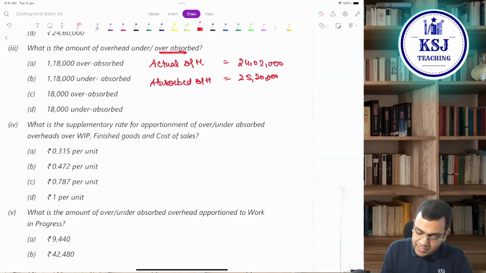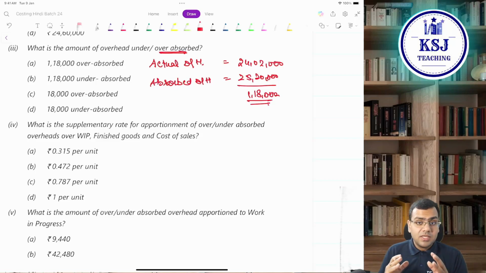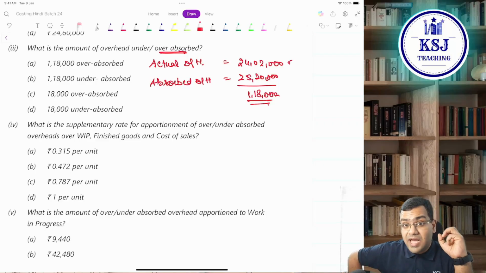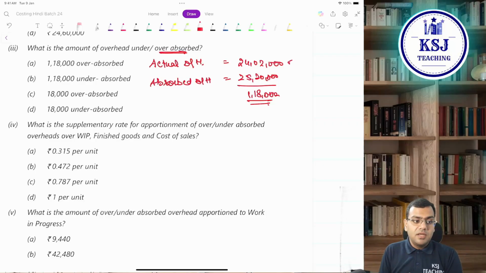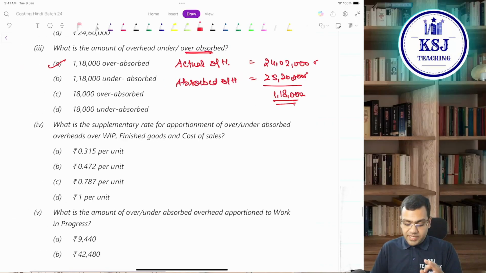So 1 lakh 18,000. Now this is what? This 1 lakh 18,000, whether it is under absorption or over absorption? Sir, it is a case of over absorption. That means your actual overheads are 24 lakh 2,000. The actual overheads represent the cost that should be recovered from the customer. But what are you actually recovering? You are recovering 25 lakh 20,000, sir. Is that clear? So it is a case of 1 lakh 18,000 as over absorbed overheads.